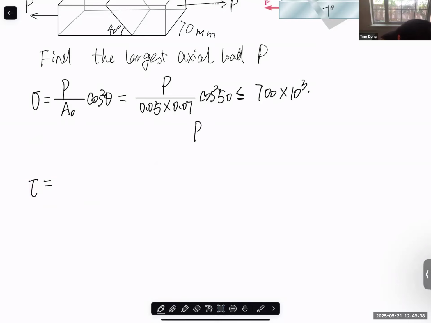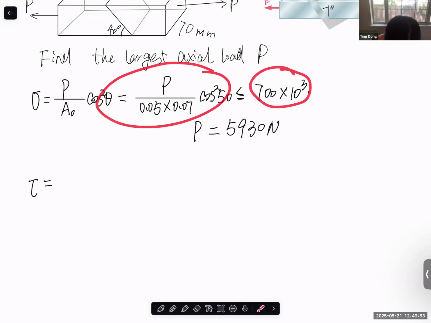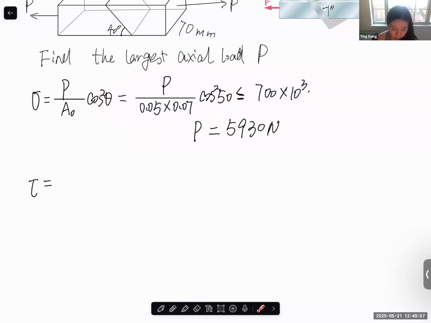So the P I calculated here is 5930 Newton. I got a question in the office last time, asking: let's say the actual stress should be lower or equal to the allowable stress. Should we use smaller or equal, or smaller, or use equal? It doesn't matter.